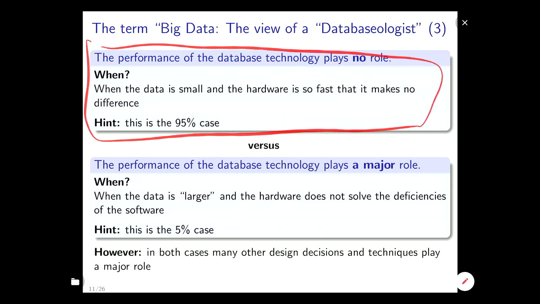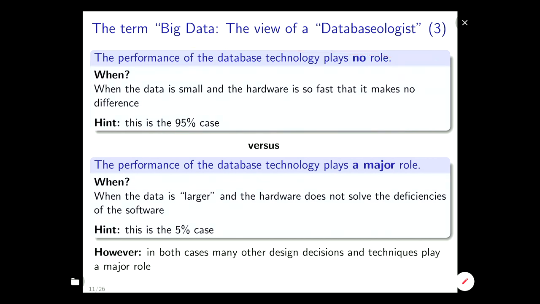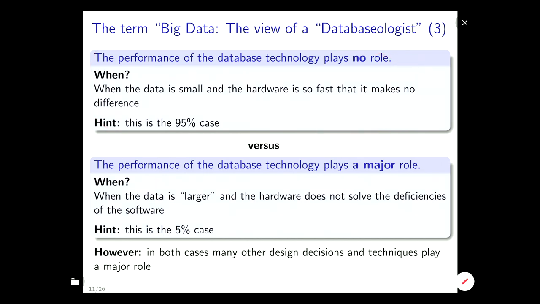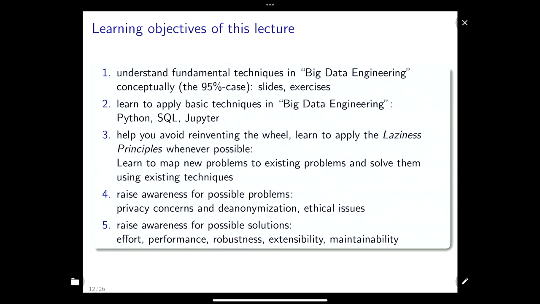You need that anyway, whatever case you're in, because there are so many design decisions and techniques that play a role, even for solving this case. And then it's not so much about performance, it's about other things: robustness, being able to recover in a crash, or handling the concurrency problems in a database system.